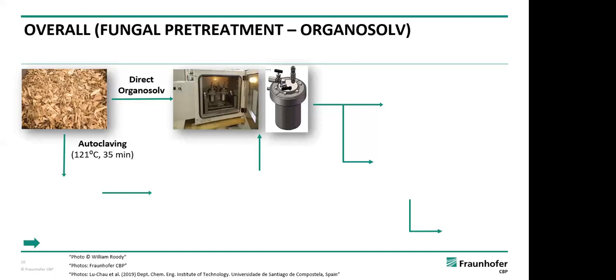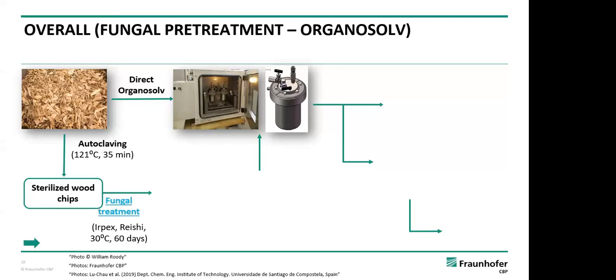or the second choice is to make the fungal pretreatment, which will start by taking about 100 grams of beechwood chips and 100 ml of tap water mixed in Fernbach flasks and sterilized by autoclaving at 121 degrees for 35 minutes. After sterilization, we got sterilized wood chips. Now we will go to the fungal treatment.